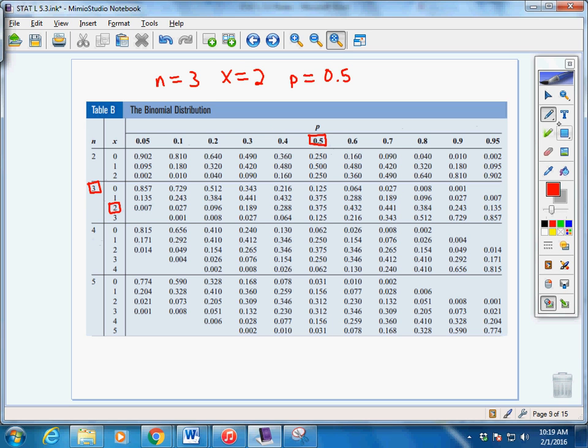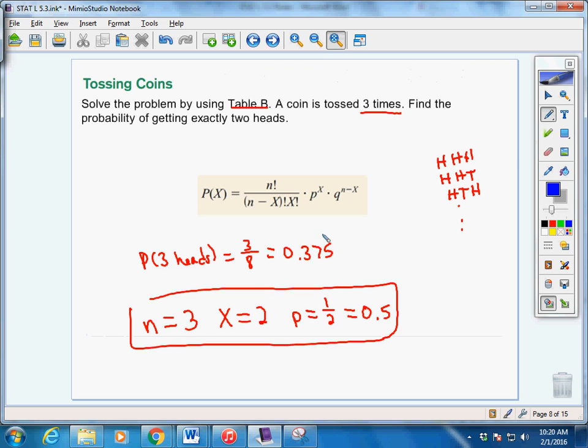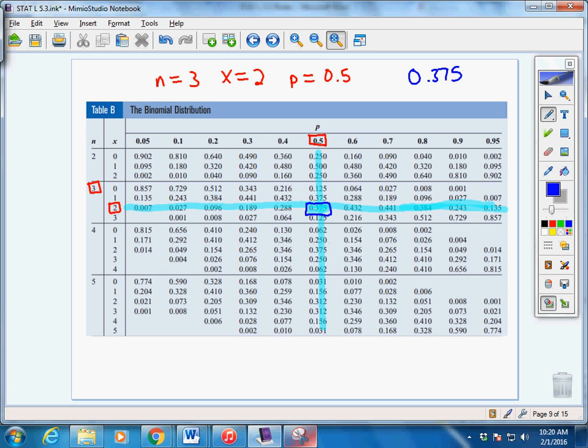So here is my number of trials, 3. Success, 2. Here is my probability of 0.5. And right here, what we see is that it works out to be 0.375, which is what our probability was. Yay, good news. We don't have to use the formula anymore as long as we have the binomial distribution table, Table B. So I'm going to be referring to this table in the next few examples.